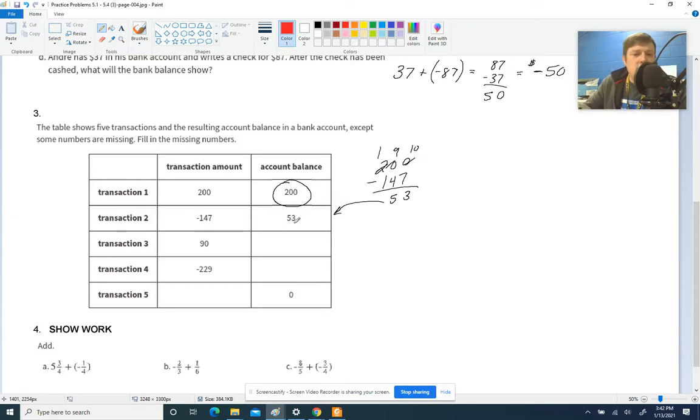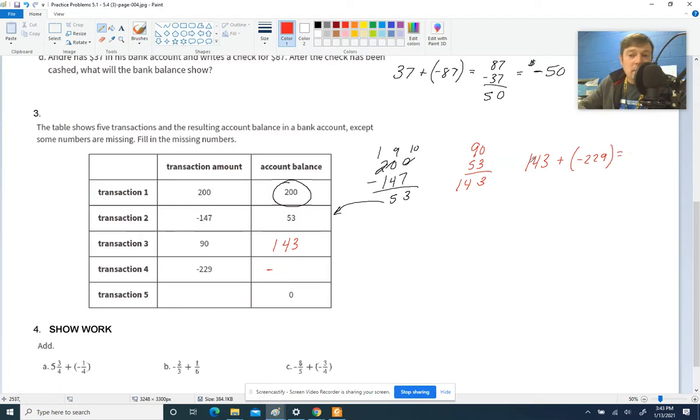So if I've got 53 in my bank account and then I do a transaction for 90 positive, so it is a deposit, I should be doing 90 plus 53 to find out that I've got $143 in my accounts. And then I go and do a big boo-boo and I write a check for $229. Notice it's negative. So that would be like doing this math. I've got this much money and then I'm writing a check that's going to deduct $229 from my accounts. I'm going to be in the negatives.